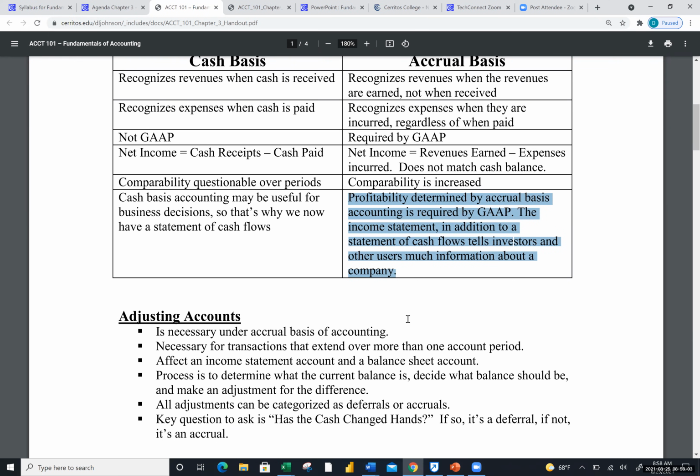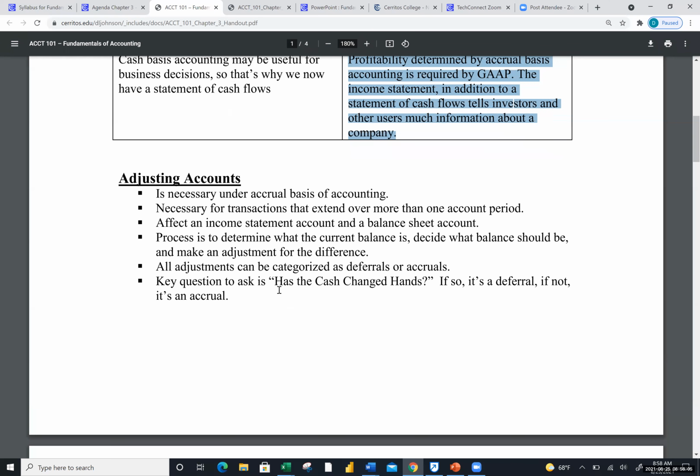All right, you learned this in Accounting 100, but I think it bears repeating. Adjusting accounts is necessary under accrual basis. So any company that uses the accrual basis of accounting will be making adjustments at the end of the accounting period. So it's necessary for transactions that extend over more than one accounting period, right? So if you buy a fixed asset like a computer or a car or a building, that asset's going to live more than one accounting period.